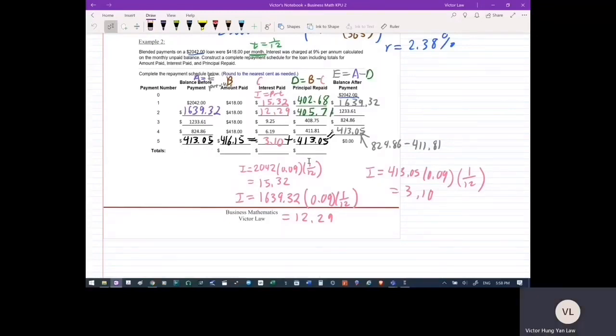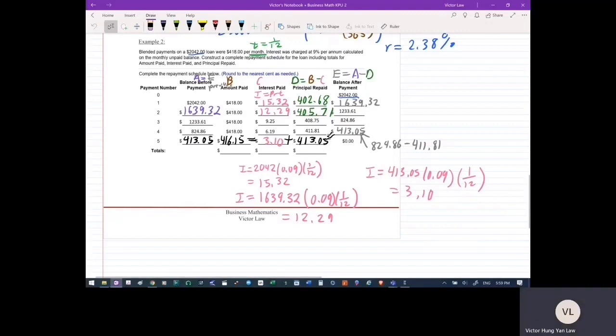What you need to understand is that the last payment is going to be different. It's not going to be 418. The reason it's not exactly equal to 418 is because we need to pay off our debt. We need to clear off the balance. So the last payment is going to be some different number, and we need to calculate that number. At the end of period 5, we have to pay off the debt. So our principal reduction has to equal what we owe at the beginning of the period, which is 413.05.